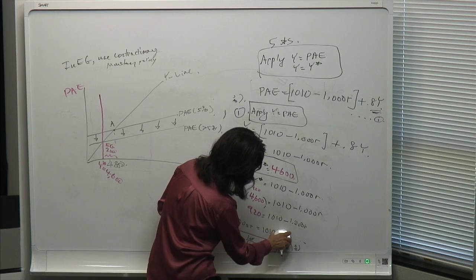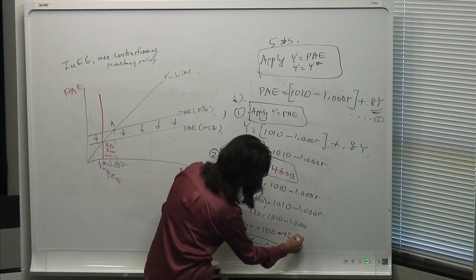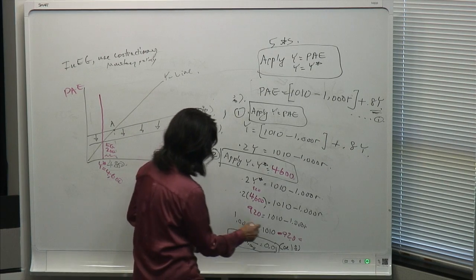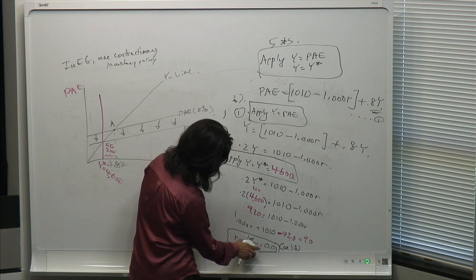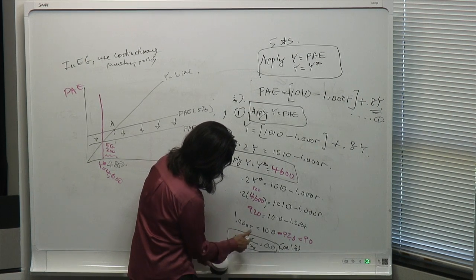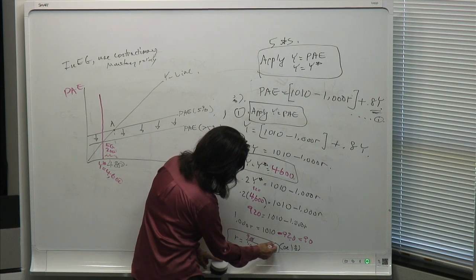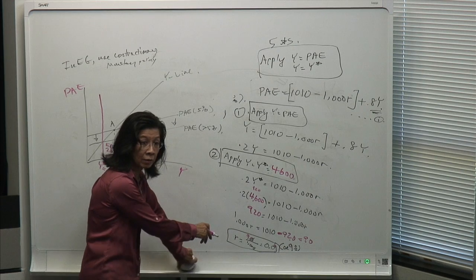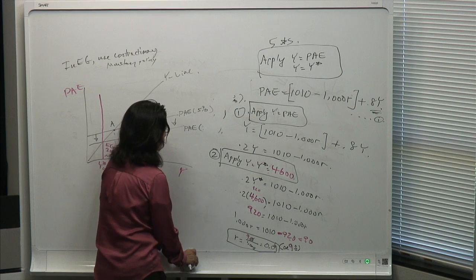1010 minus 920, what would that be? 90. Very good, thank you, I appreciate that. So then this becomes 90 divided by 1,000. So the answer would be 0.09, or 9%. I have changed it, so you should change it too. So the answer here is 9%.